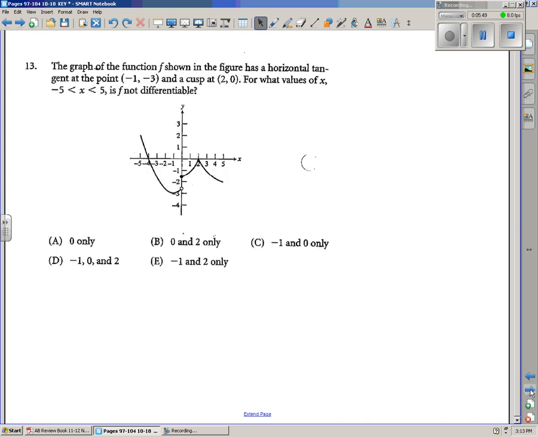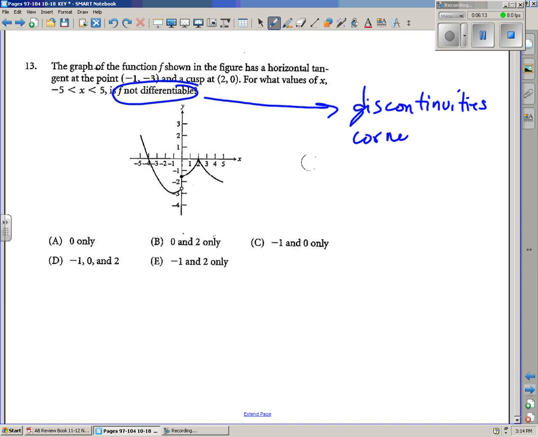All right, number 13 says the graph of the function f shown in the figure has a horizontal tangent at the point (-1, -3), and a cusp at (2, 0). For what values of x between -5 and 5 is the function not differentiable? Points of non-differentiability are discontinuities, corners, cusps, and vertical tangents. All three of those things will correspond to points of non-differentiability.